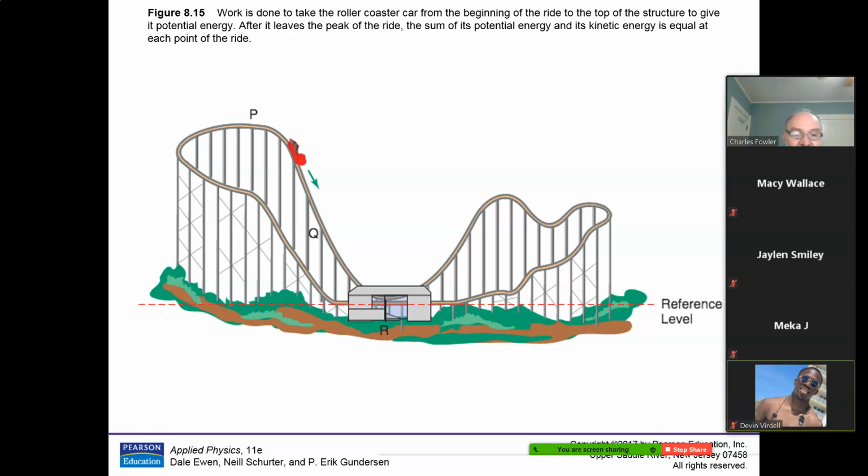All right, so that's what we have with conservation of mechanical energy with a roller coaster. As long as there's no friction, no air resistance, it'll keep going forever. You know, in reality, it won't. There's always friction. There's always air resistance. Okay.